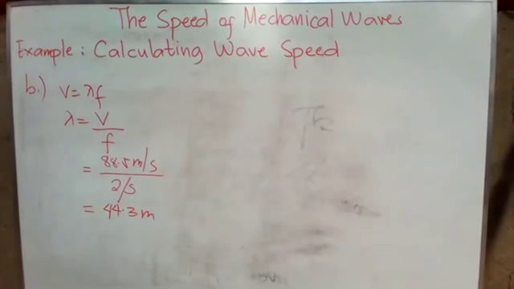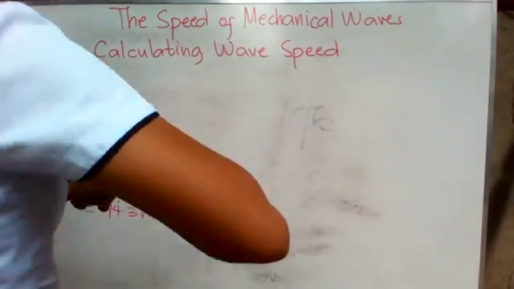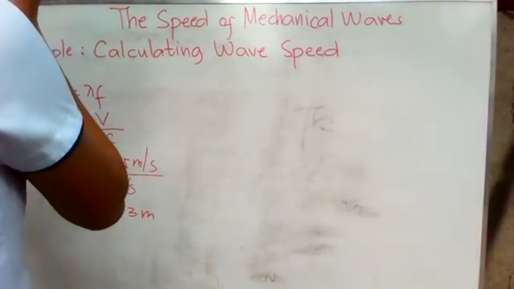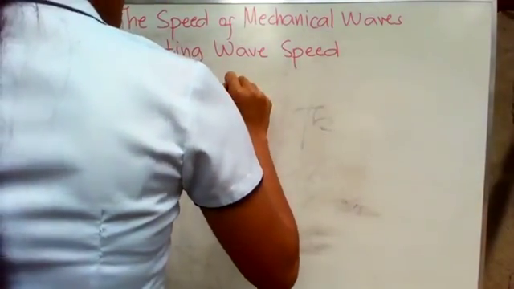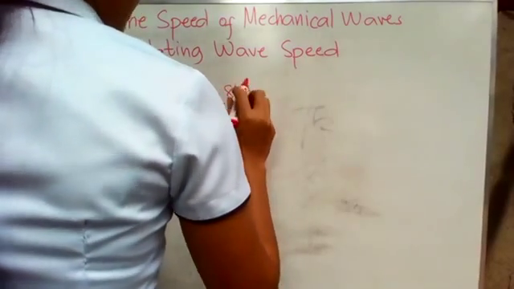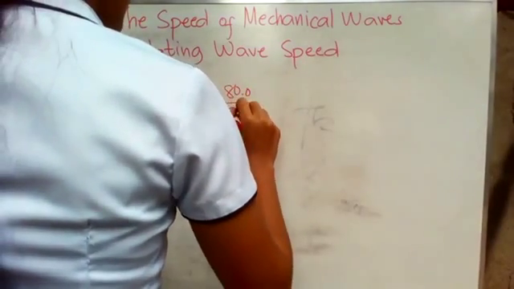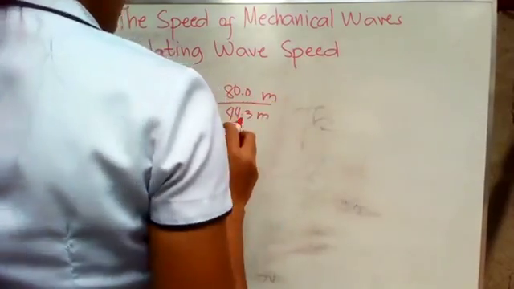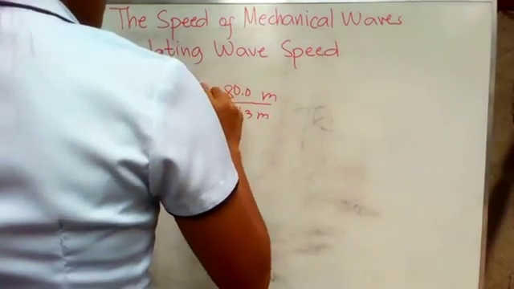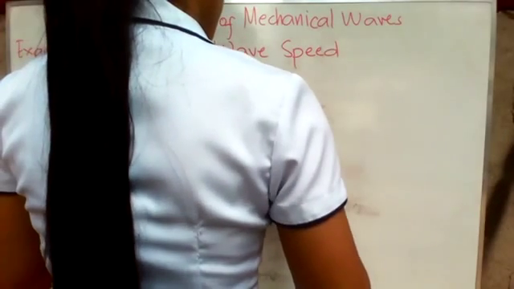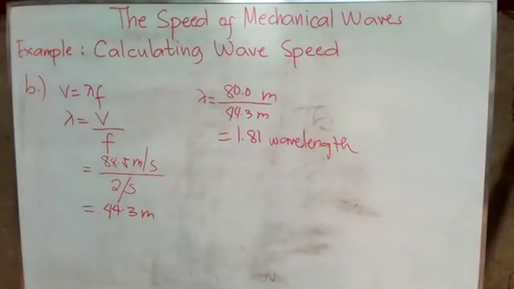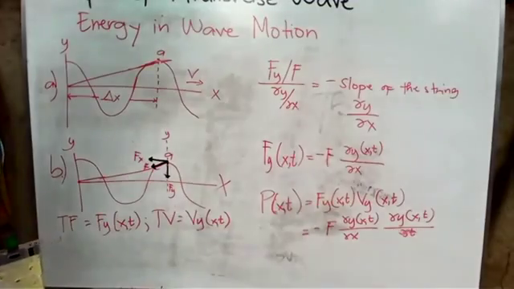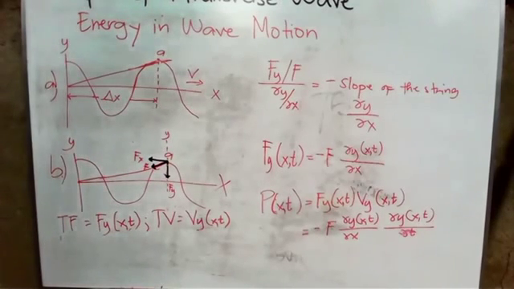So in order to get the number of wavelengths in the 80 meters, we just have to divide the length by the wavelength we've got. So 80 meters divided by 44.3 meters, we have 1.81 wavelengths. That is the number of cycles. Every wave motion has energy associated with it.